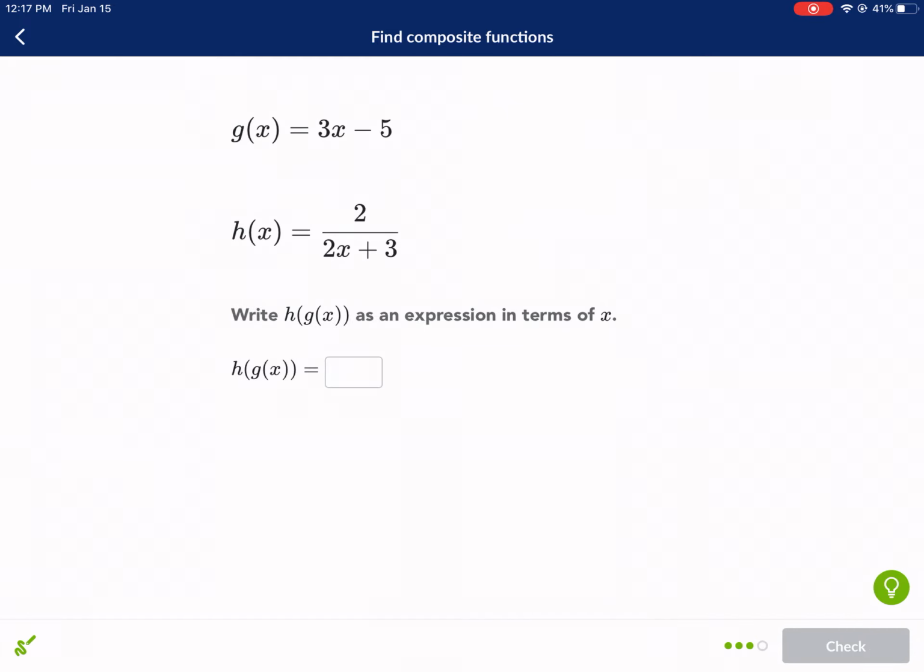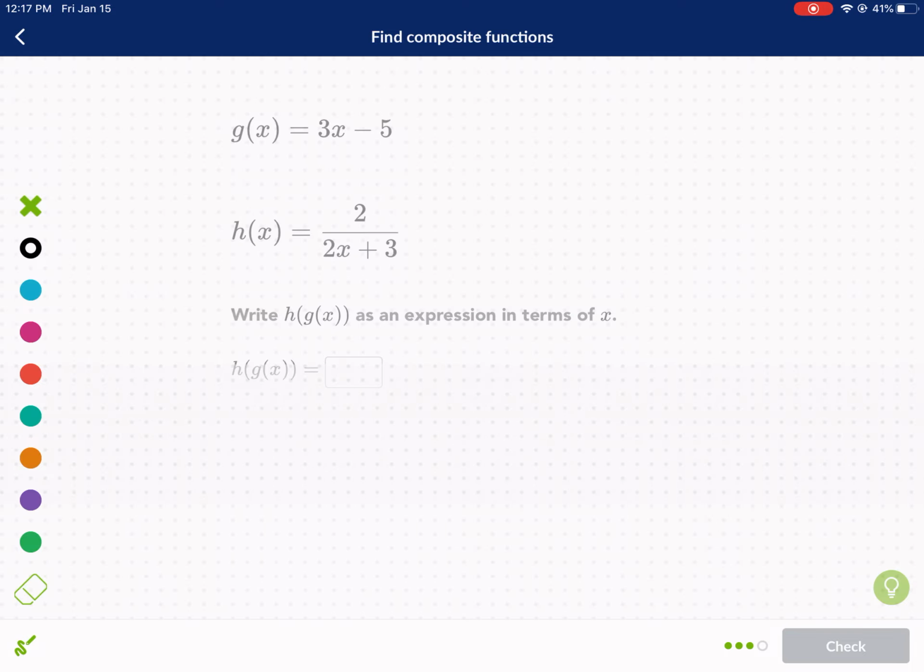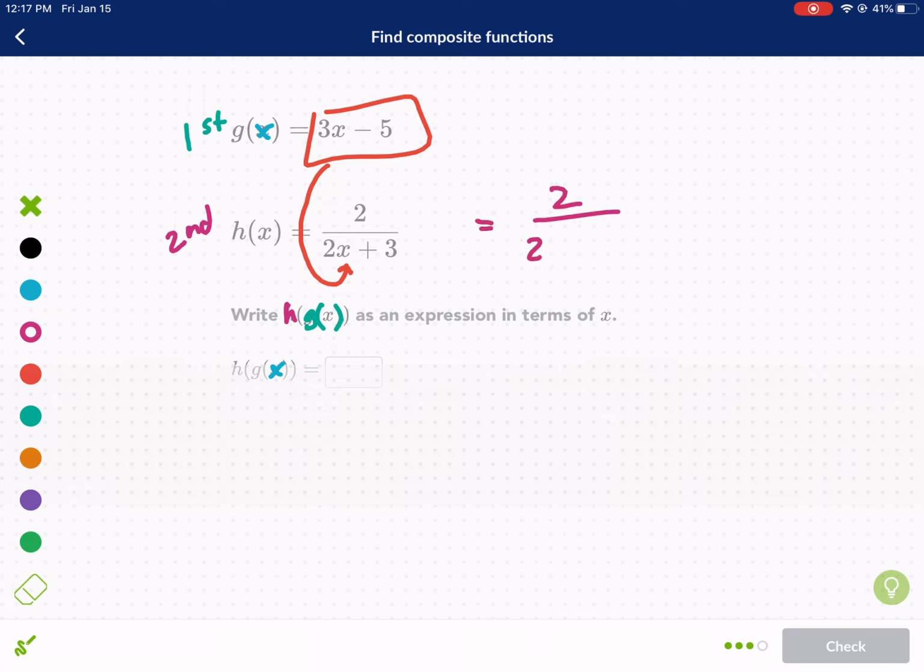Great. All right, last one, we have g of x is the inner function, and then we have h of x as the outer function, so we're going to start here first, and then we're going to move on to the second one here. It's in terms of x again, as all of these are, so we're just going to leave it as is, and we're going to plug this in for x here, and then rewrite this. So this is equal to 2 over 2 times that input plus 3. That is 3x minus 5.